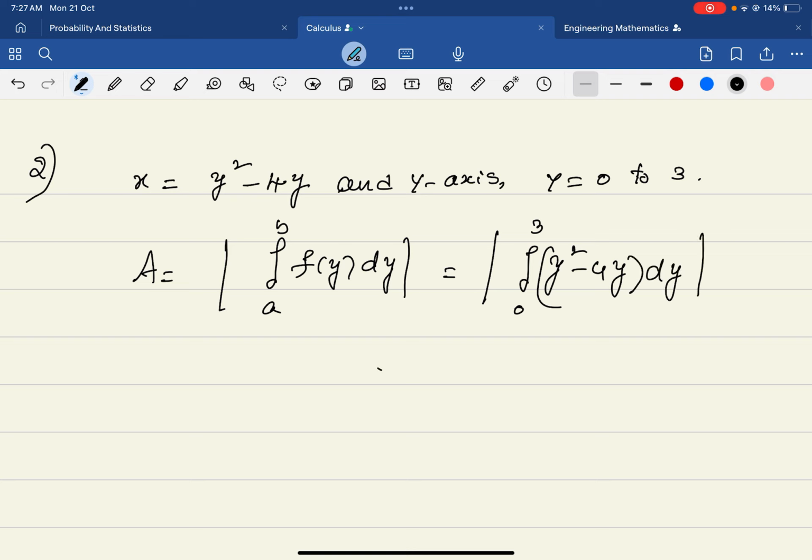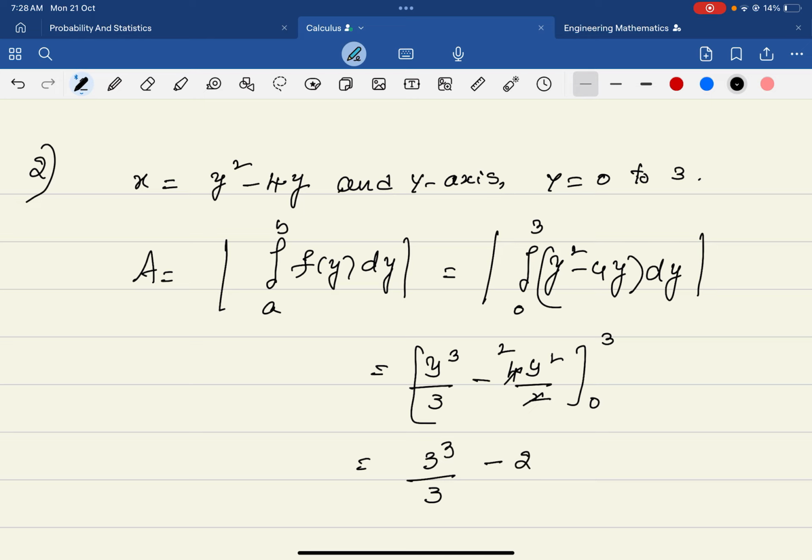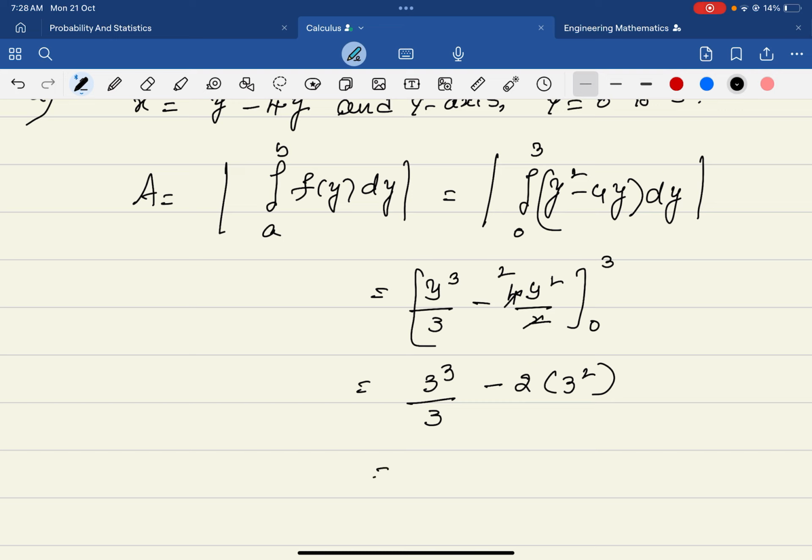Let us solve the integral. Y cube by 3 minus 4y square by 2 within the limits 0 to 3. So it gets cancelled. So it is 3 cube over 3 minus 2 times 3 square. Anyhow, the lower limit is 0. Okay. So that is 9 minus 18. We want the modulus value, of course. So it is 9 square units.